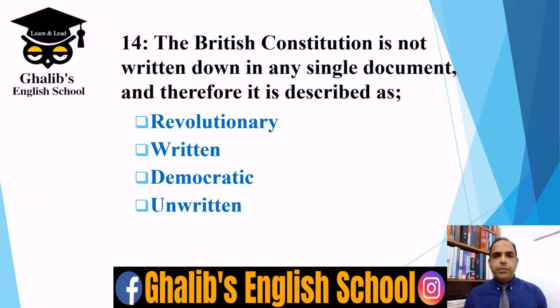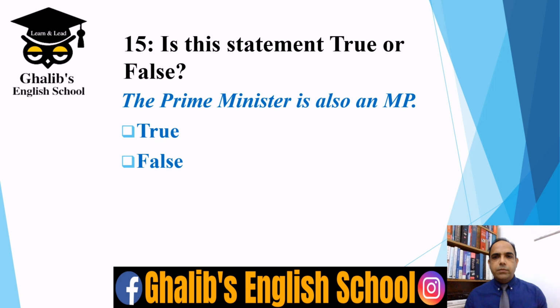Question 14. The British Constitution is not written down in any single document, and therefore it is described as revolutionary, written, democratic, or unwritten. The correct option is option D, which is unwritten. Question 15. Is this statement true or false? The Prime Minister is also an MP. That statement is true. Of course, the Prime Minister is an MP for his or her own constituency, but when he becomes the leader of the ruling party, then he becomes Prime Minister.